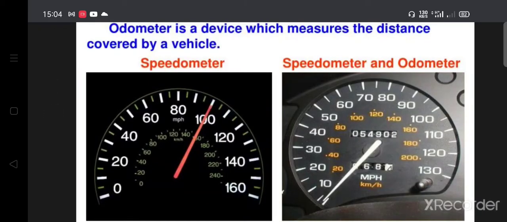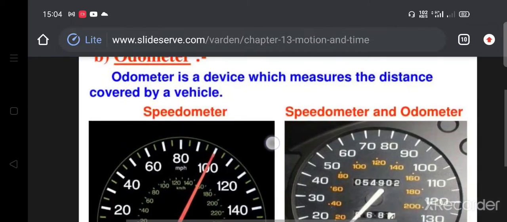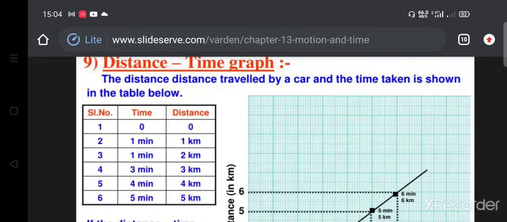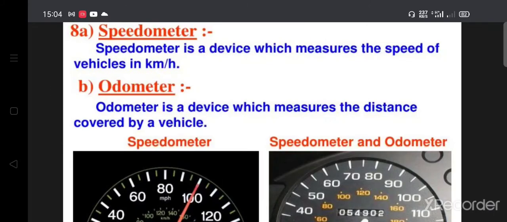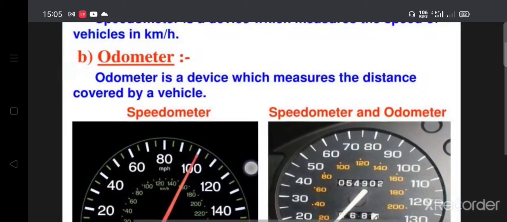Children, you have also learned the meaning of speedometer and odometer. Odometer is a device which measures the distance covered by the vehicle, and speedometer is the device which measures the speed of vehicles in kilometer per hour. So these devices you will generally find in vehicles, 4-wheelers, 2-wheelers, and by this you can find out the speed of a particular vehicle, and also the distance covered by that particular vehicle.